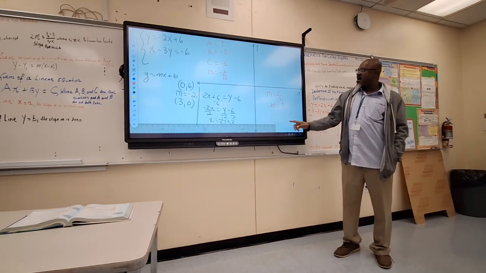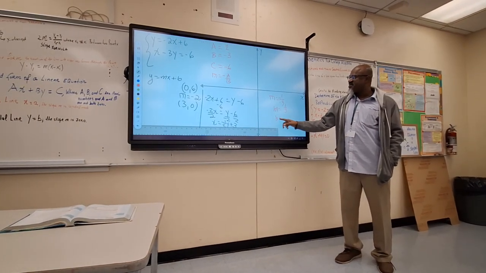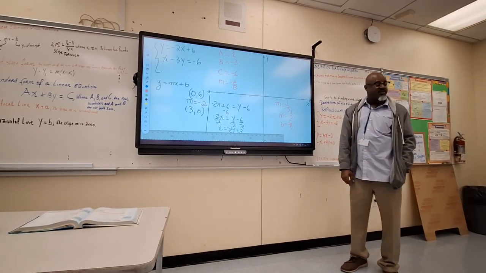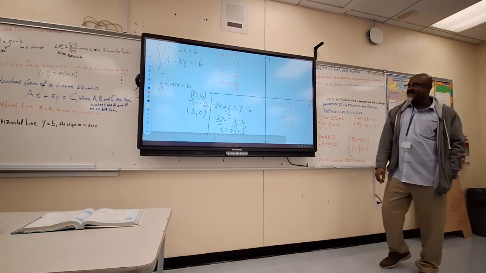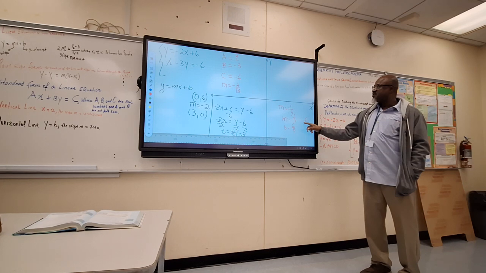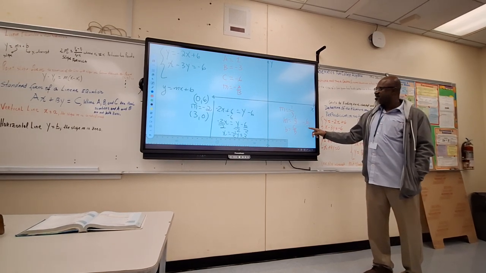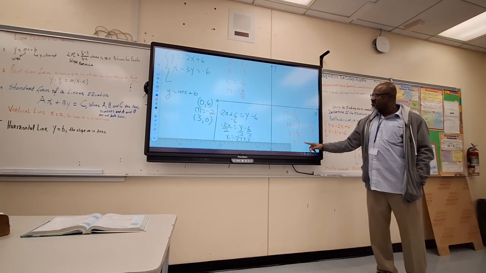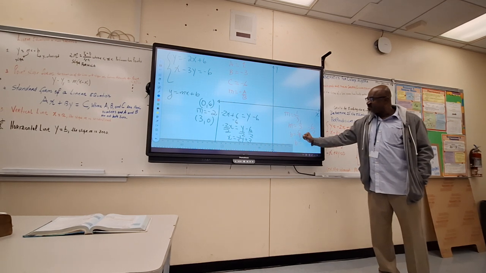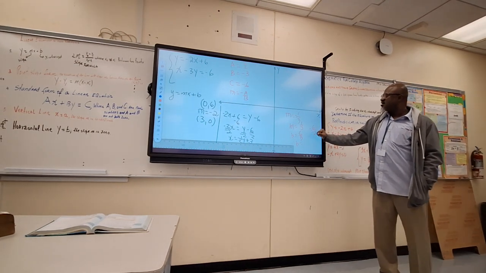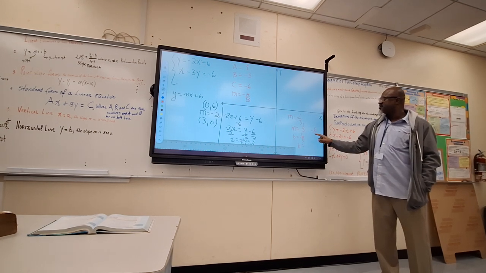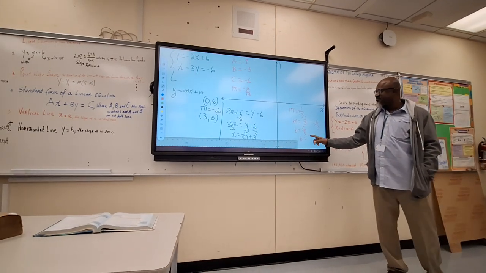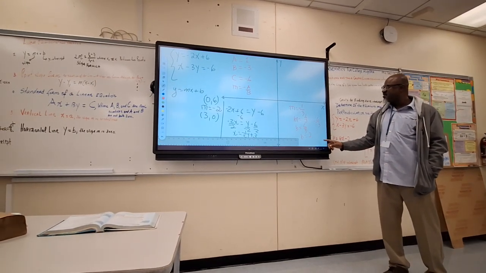Right? My b, my y-intercept, which is what? C over B. In this case, what is C over B? Negative 6 over negative 3. Negative 6 over negative 3. Then this becomes what? Positive 2. Will you write that as an ordered pair?